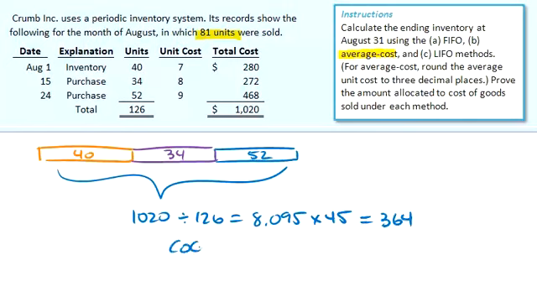So we take our cost of goods available for sale of 1,020, subtract ending inventory of 364, gives us cost of goods sold of $656 under the average cost.